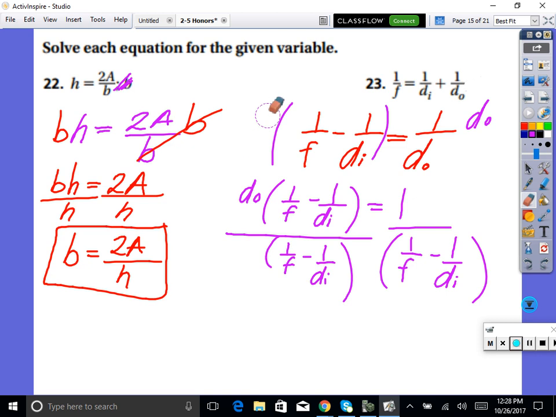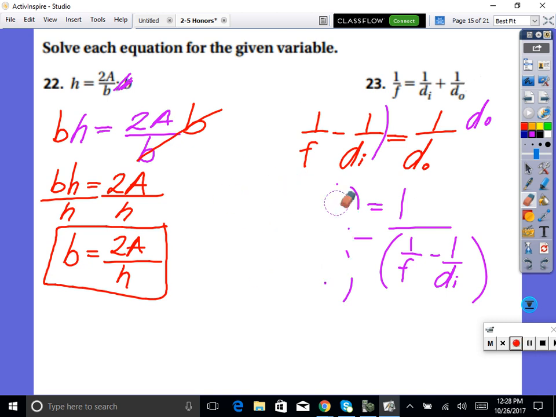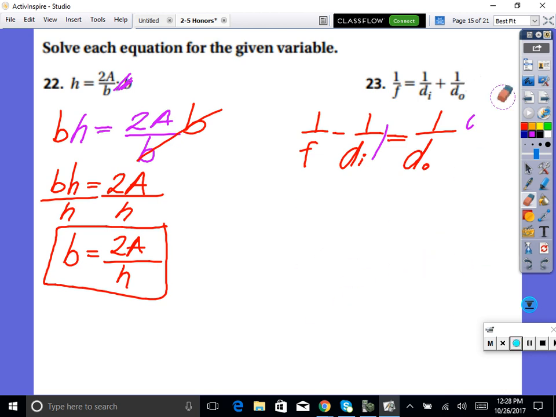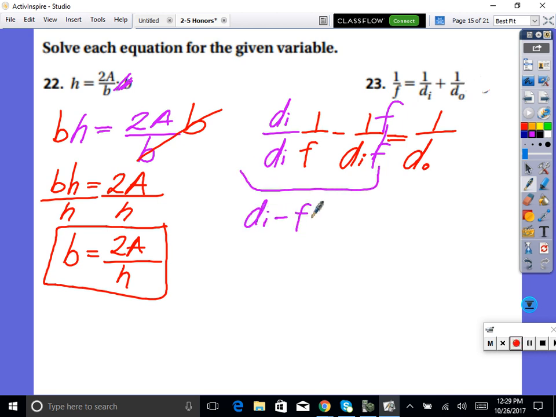So a quicker way is to just get a common denominator from the get-go. So I'm going to go back to this step. We were almost just as close right there. But you're going to see how much this might be a little quicker. I'm going to get a common denominator, so I have one fraction, one fraction. Because if I have one fraction, can't I cross multiply? Okay, so let's get a common denominator. Multiply by di, multiply by f over f. So then now we can combine this side. We have di minus f from that all over di times f. Does everybody see? And that equals 1 over d naught.